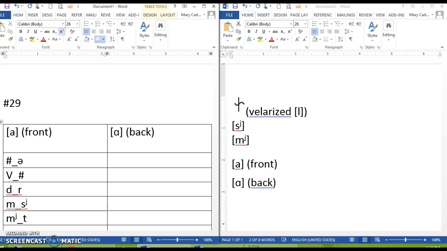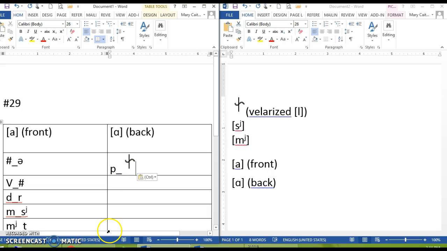Then we look at F, and F through J conveniently go into the other side of the chart. That's not always the case. But now we're looking at our back vowels. We see that our back A can occur after a P, but before a velarized L. That's what the little squiggly mark through the L means.